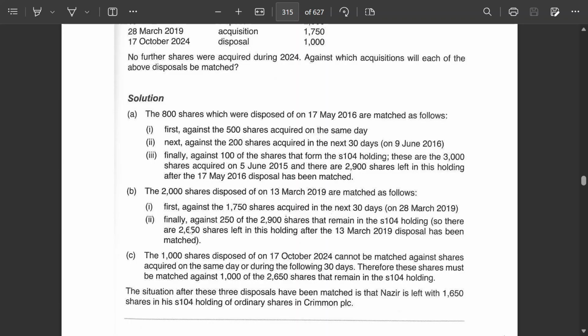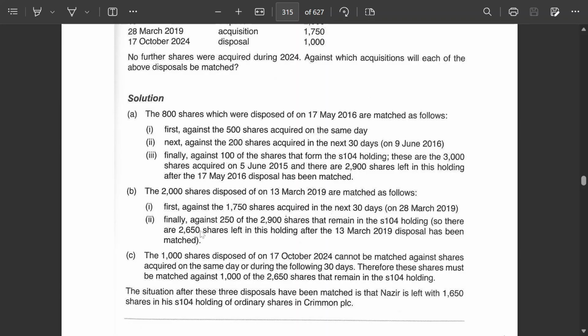Well, there's nothing bought on this date, and nothing bought within the next 30 days. So we just have to apply the third rule, which is the section 104 holding. How many shares do we have left there? It's 2650. So out of that 2650, we take out 1,000 mentally. We adjust 1,000 against the cost of the shares here.